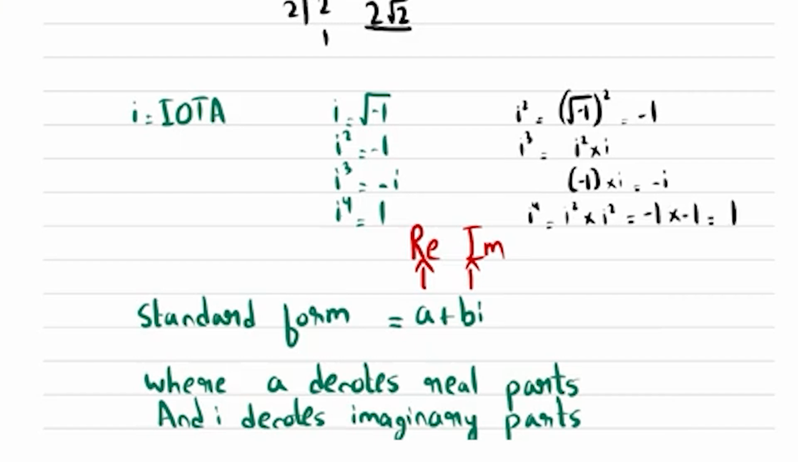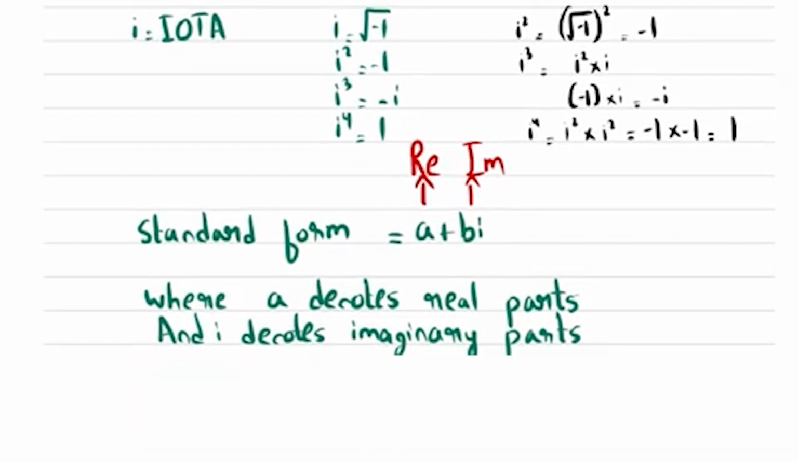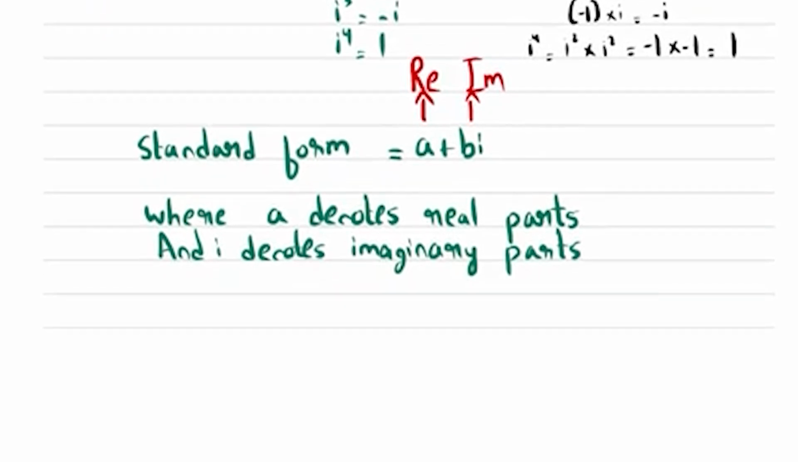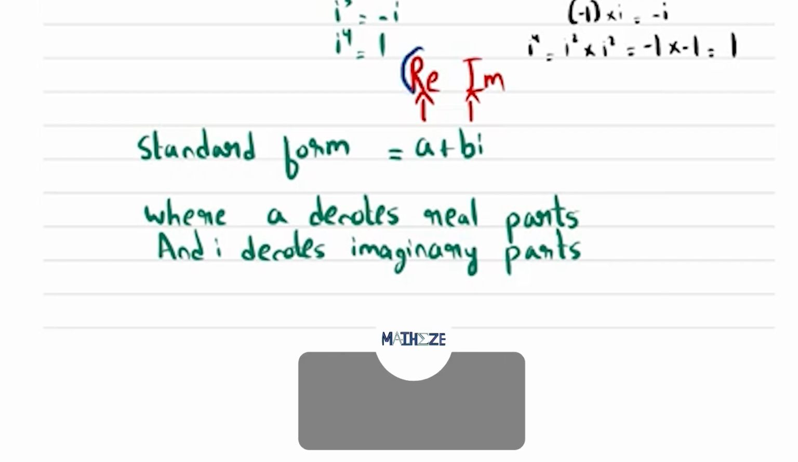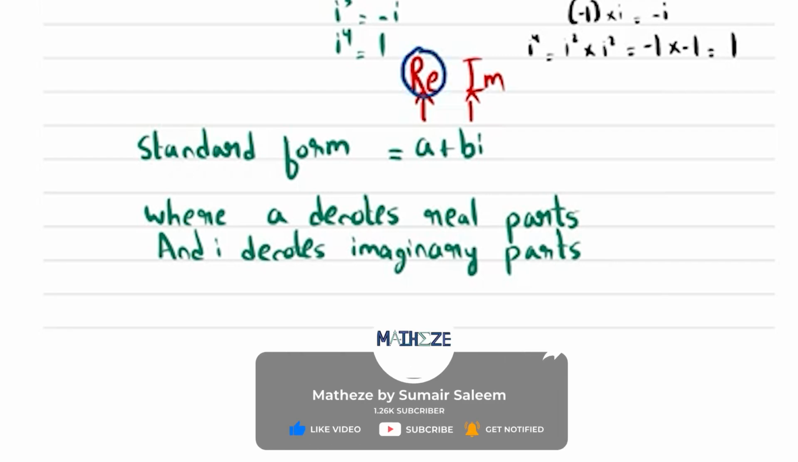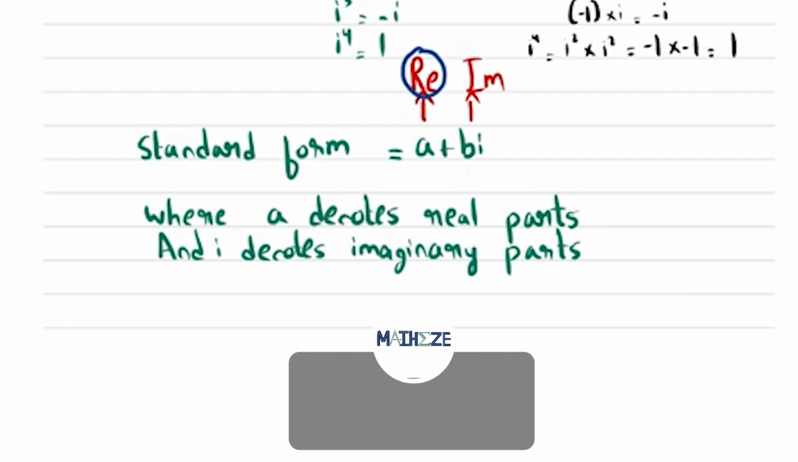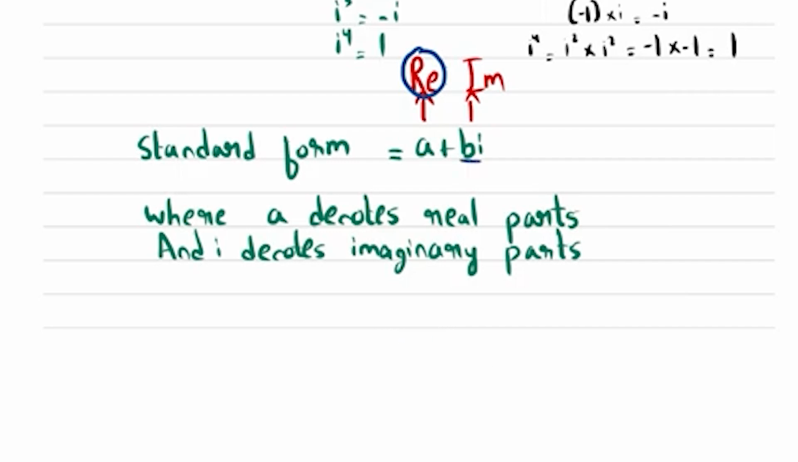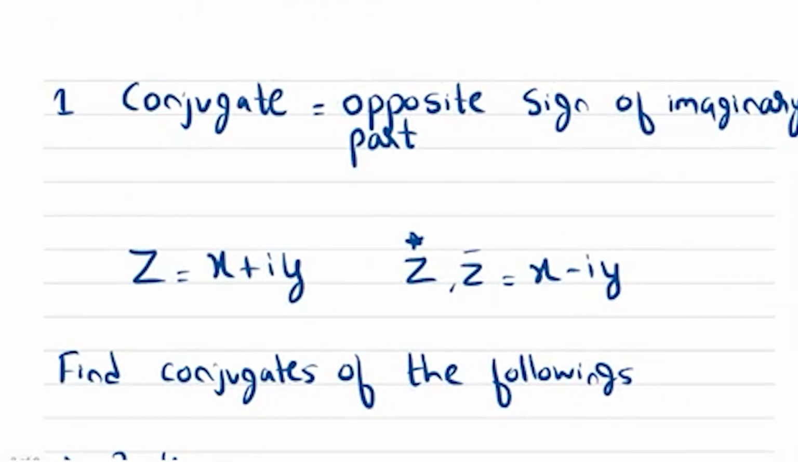Got this? Now, what's the standard form of complex numbers? It's a plus b iota. What's a? The real number, and that's the x-axis. And b is the imaginary number, that's what? Y-axis. The x-axis and y-axis part will be clearer to you in Argand diagrams. Now we are beginning with the first point of section 1, that's conjugate.